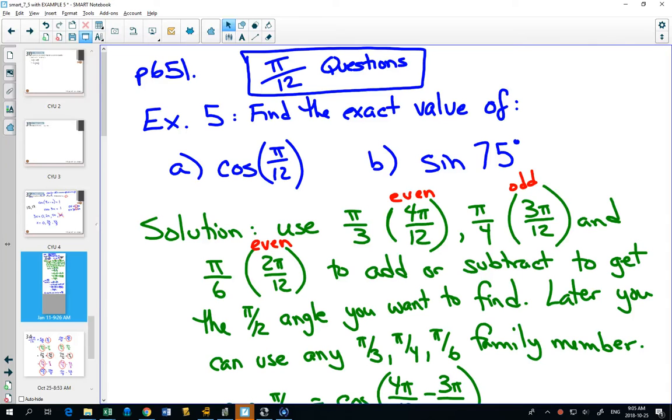The other two are even. And if you do an even number plus an even number, you will get an even number. And if you do an even number minus an even number, you will get an even number. But all of our pi over 12s will be an odd number times pi over 12. Because if I gave you an even number times pi over 12, like 16 pi over 12, what could you do with 16 over 12? Reduce it, and then it's part of your pi over 6 family, and then it's easy. So we always have to use a pi over 4.